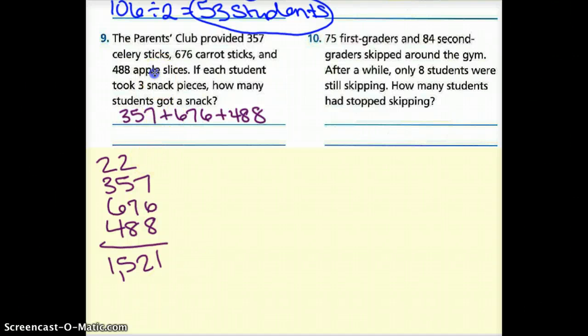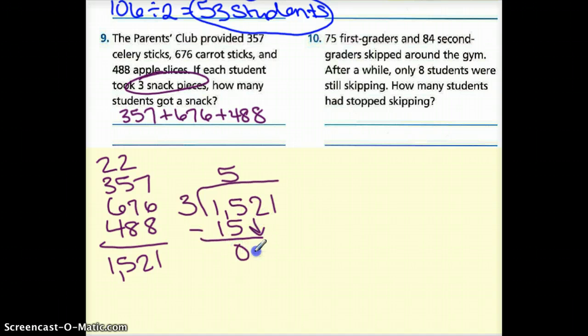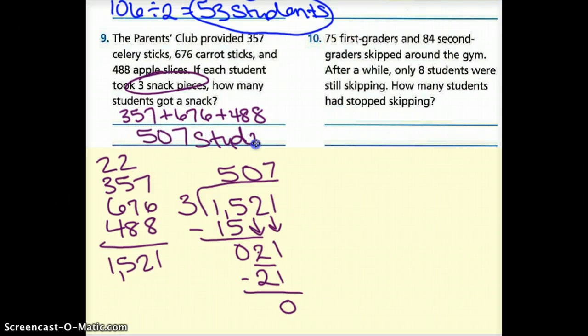Then I need to divide that among 3 snack pieces to find out how many students there were. So 15 divided by 3 is 5. 3 times 5 is 15. Subtract, bring down my 2. I can't do 2 divided by 3 because 2 is too small. So I place a 0, and then I bring down my 1. Now I have 21 divided by 3, which is 7. 3 times 7 is 21. Subtract and I get 0. So there were 507 students to get a snack. That's my final answer.